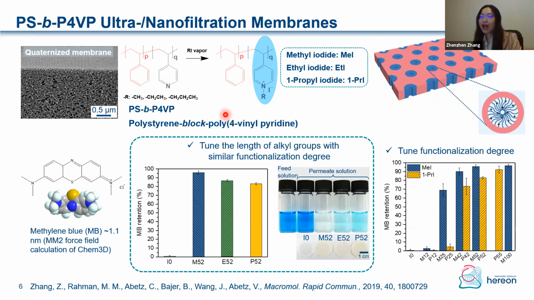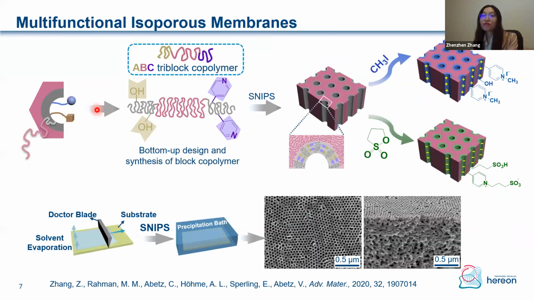So in this study, we used the P4VP or pyridine functional groups within the nanochannels. We were thinking if we can introduce two functional groups within the same nanochannels, like this cartoon shows, and then we have more opportunities for further post-modification. For this, we present the approach to bottom-up design and synthesize the ABC triblock polymer with two different functional groups, exactly hydroxyl groups and pyridine groups.